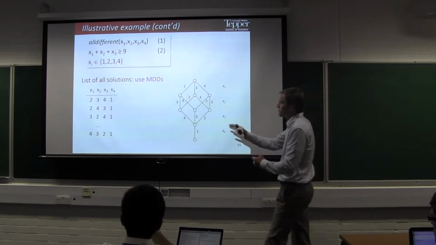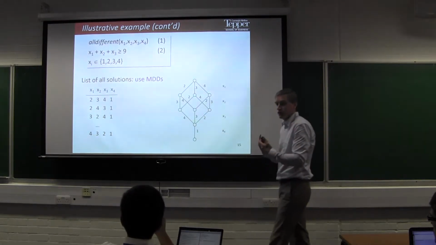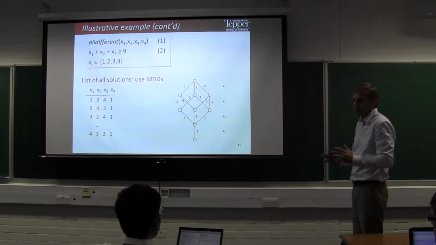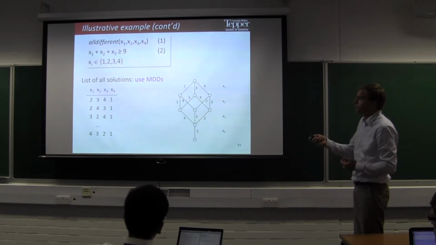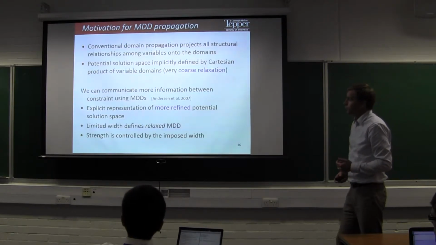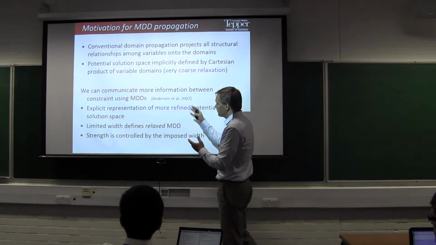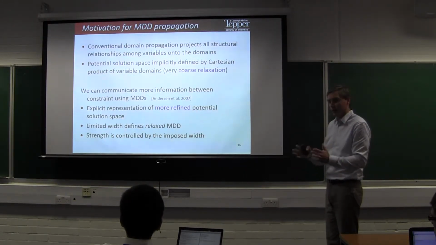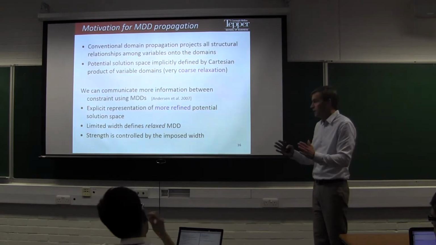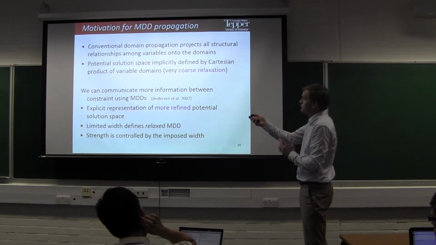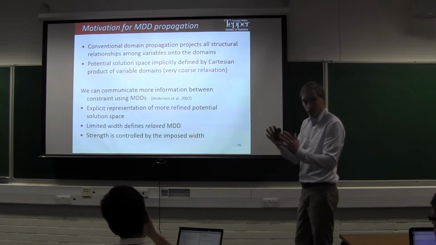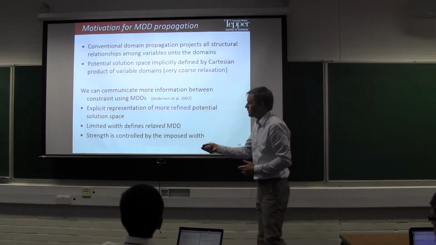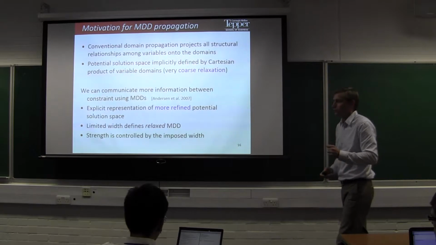So maybe not a width 3, but maybe width 2 MDD is already sufficient to do some inference that is much better than we used to have only with the domains. So we're going to give to the CP solver an MDD representing a subset of variables, and an a priori width, and I say you can use whatever you want to represent the Cartesian product of the variable domains in a smarter way within that width, and then I propagate that MDD from one constraint to the next.